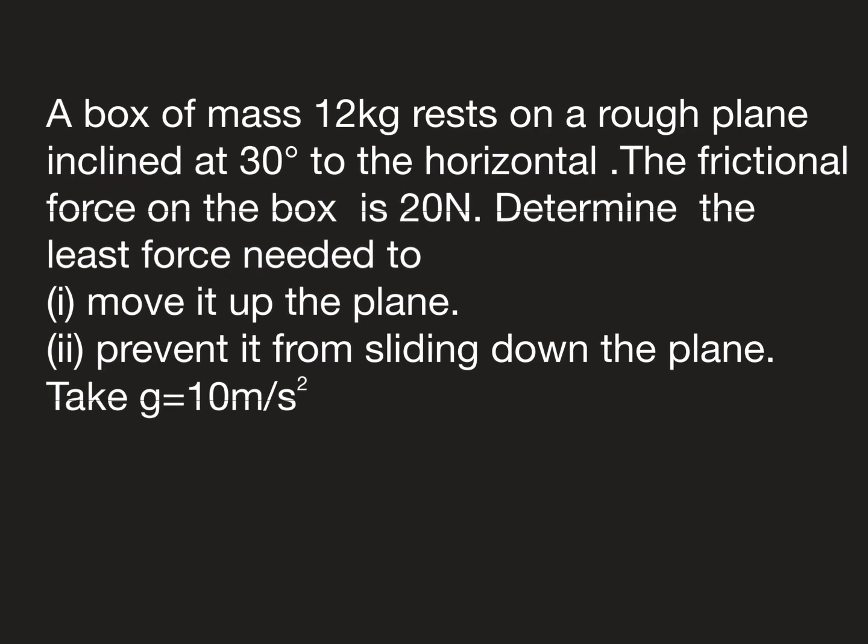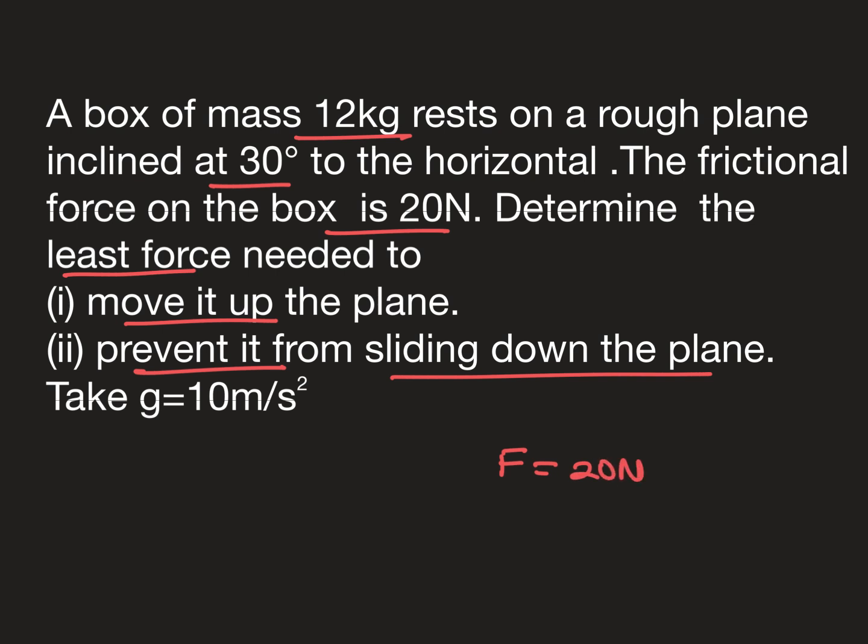Another question here reads, a box of mass 12 kilograms rests on a rough plane inclined at 30 degrees to the horizontal. The frictional force on the box is 20 newtons. Determine the least force needed to move it up the plane. The second question is to prevent it from sliding down the plane. We have the friction of 20 newtons. The body is inclined at 30 degrees and the mass is 12.